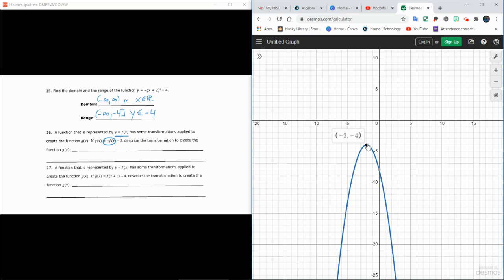So we're going to say it's first reflected over the x-axis. That is the first thing that it's doing. It's reflecting over the x-axis. What does this minus 2 do to it? Remember, the minus 2 is on the outside. So minus 2 just means it's going to move the function down 2 units.